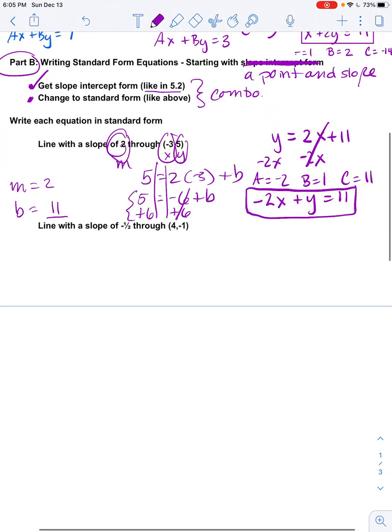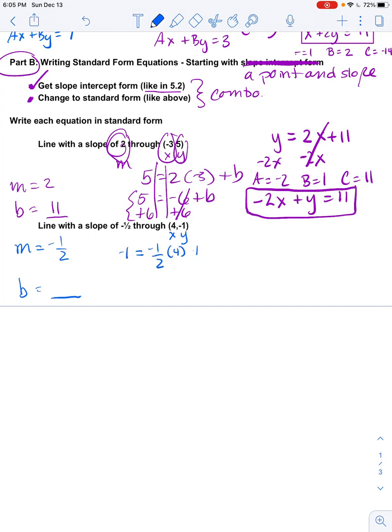All right, let's try again. So I have a slope of negative 1/2. I have an x of 4 and a y of negative 1. So to find my b, I start with y equals mx plus b. This negative 1/2 of 4 is going to be negative 2. Then adding 2, b is 1.